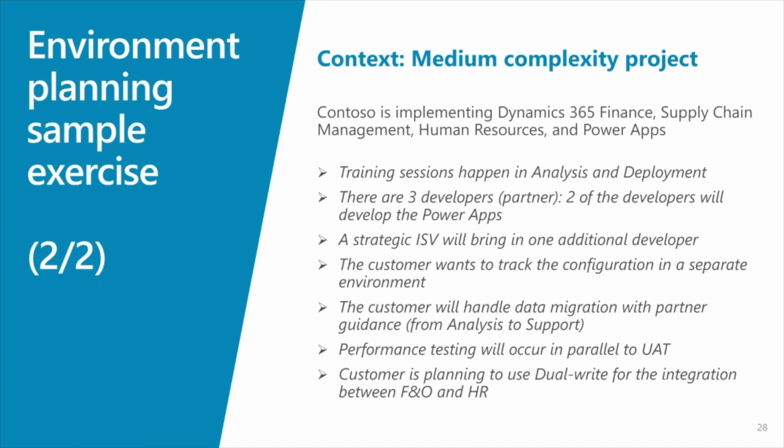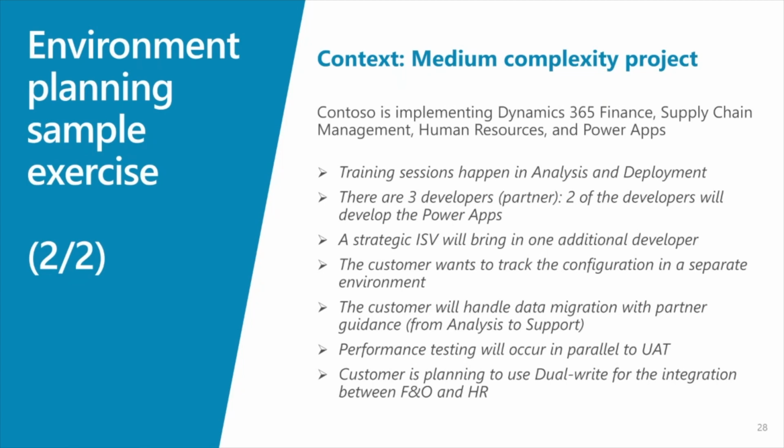We're going to have a number of developers working on custom development and extensions. We're going to have 3 developers from the partner, and at least 2 of those developers will also be working with Power Apps. In addition to that, we're going to have a strategic ISV who will bring in an additional developer at a key point in the implementation. In terms of data, we've identified a need to track our configuration data, our golden configuration, in a separate environment, one that we can keep secure and make sure that it is maintained transaction-free.